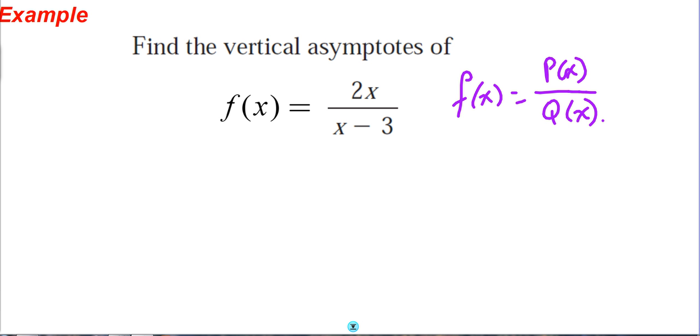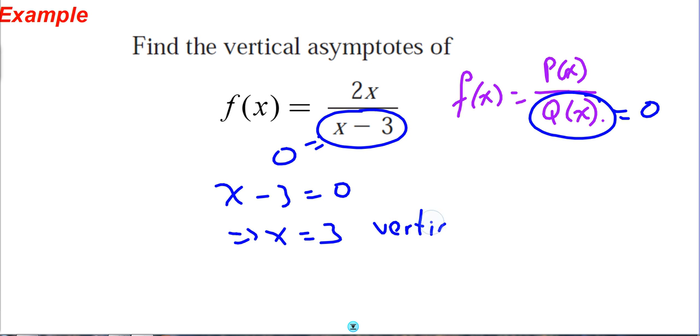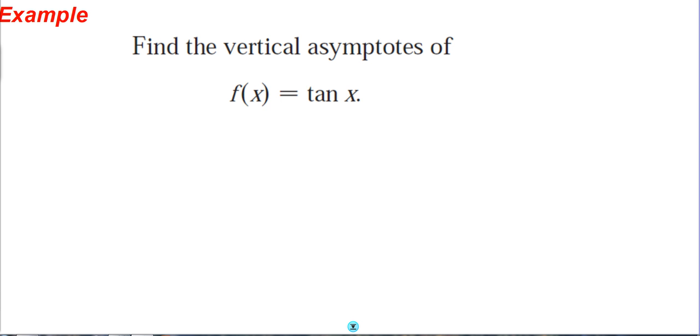always, if you are asked to find the vertical asymptote, just put q of x equals 0 and look for x. So if ever you are asked to find the vertical asymptote, just take what is in the denominator, put this equal to 0 and look for x. So you have x minus 3 equals 0. This means x equals 3. So x equals 3 is the vertical asymptote here.